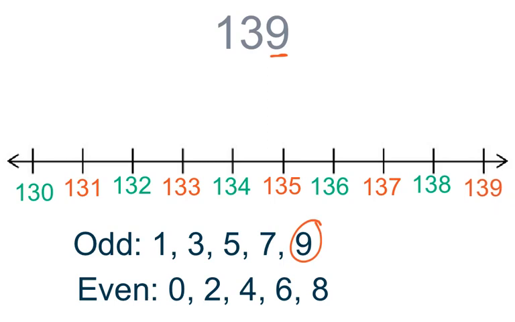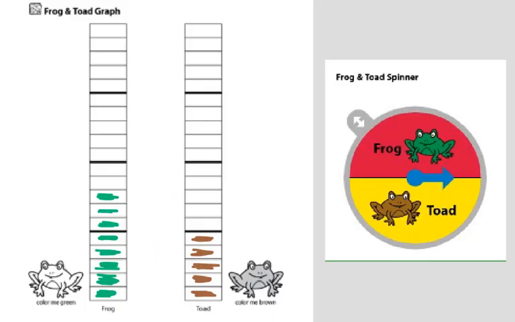Nice job, guys. Tomorrow we'll add a new number to our number line. Now let's look at our frog and toad graph. I'm going to spin the spinner and let you know what I land on today. Today looks like a toad day. And a fun fact, our friend Knox found a toad in his backyard over the weekend. Let's go ahead and color a toad piece.